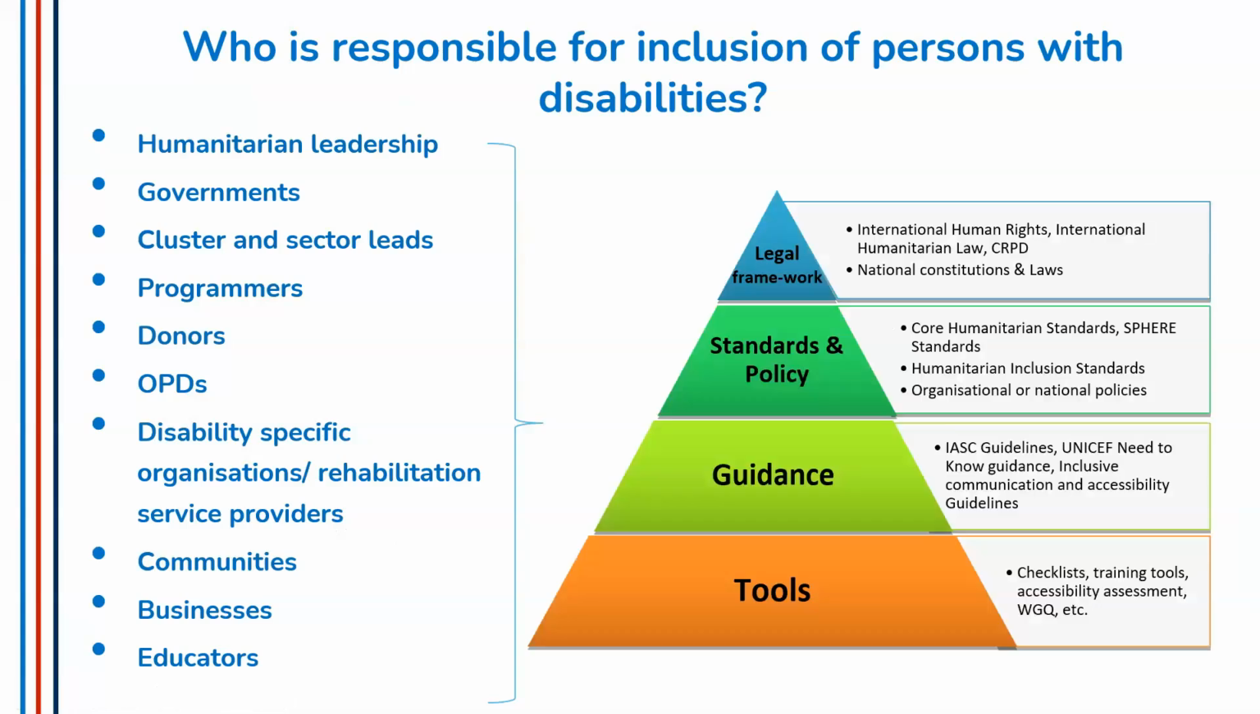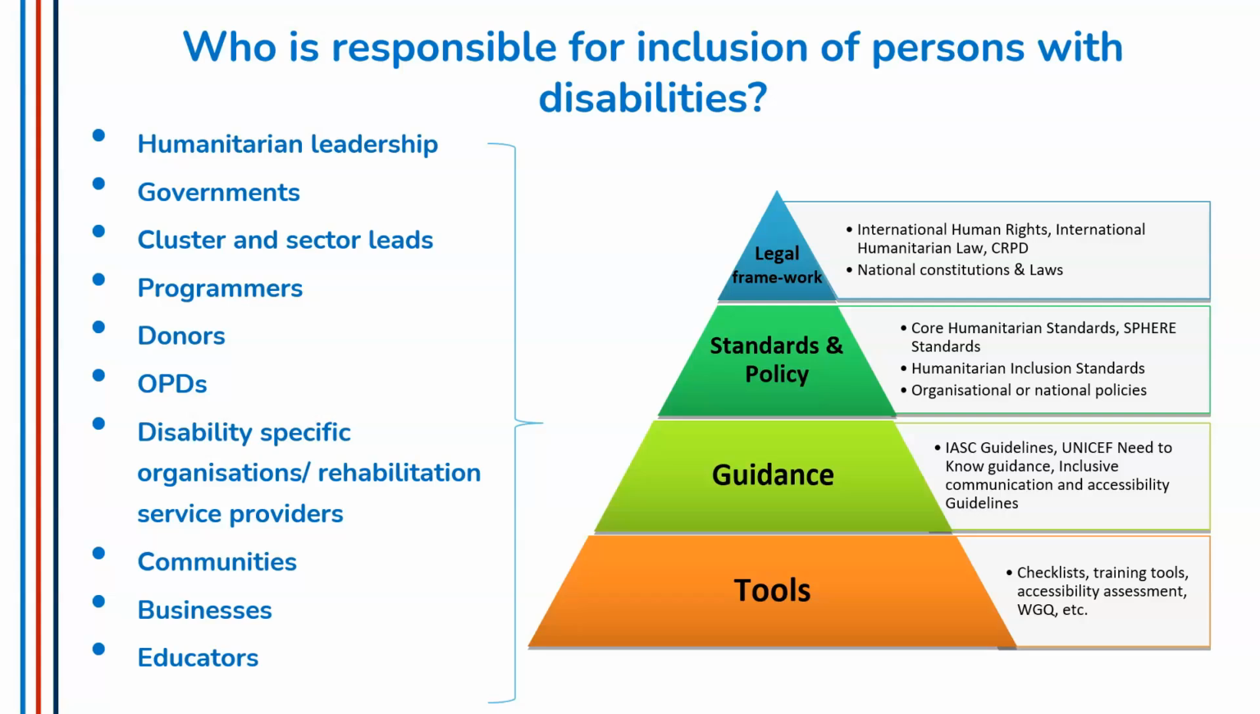Okay, we move ahead. When we talk about who is supposed to be responsible in our context of Sudan, we talk about humanitarian leadership. That could be humanitarian clusters, government programs, donors, community-based organizations for persons with disabilities, that is OPDs, and also disability-specific targeted organizations like Handicap International and others, and businesses, communities, and education.